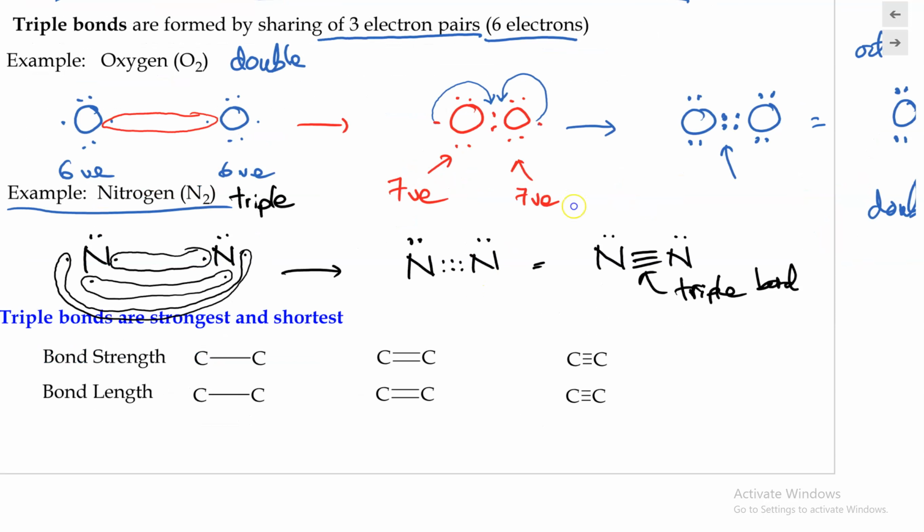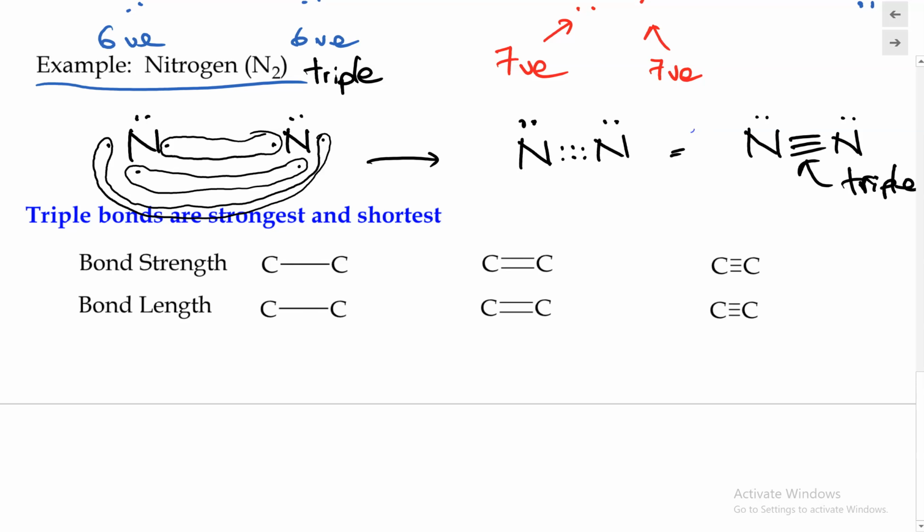And now let's do some comparison between all of these bonds. When it comes down to bond strength, bond strength refers to the strength of the bond. So clearly, the more electrons the two atoms share, the closer the bond between the two atoms would be. So here in this case, with regard to bond strength, a double bond is stronger than a single bond, and a triple bond is stronger than a double bond.